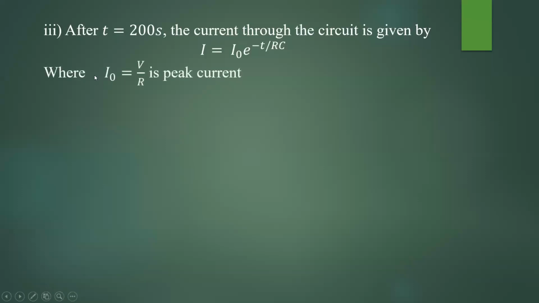Where I naught is V by R, battery voltage divided by resistance, called the peak current or maximum current. So we have the expression I is equal to I naught into e to the power minus t by RC, and I naught is V by R, the peak current. First you calculate this peak current, then substitute here, and finally find the current at t equal to 200 seconds. Now find the peak current. I naught will be equal to V by R, that is 10 by 10 into 10 to the power 6.